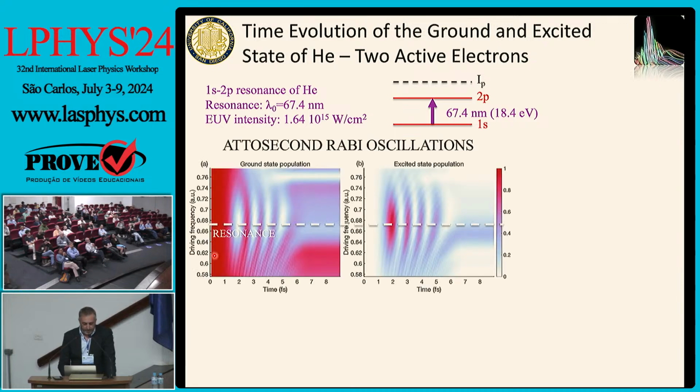Here is the population of the ground state and the excited state versus time, and also as a function of the driving laser frequency. As you see here at resonance, we start with a fully populated ground state, and within a couple of femtoseconds, all the population is now in the excited state, and this follows Rabi oscillations on the scale of a femtosecond or so.